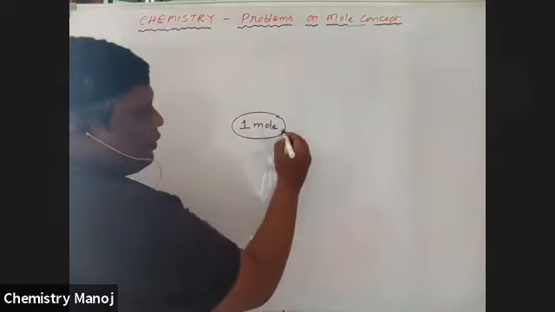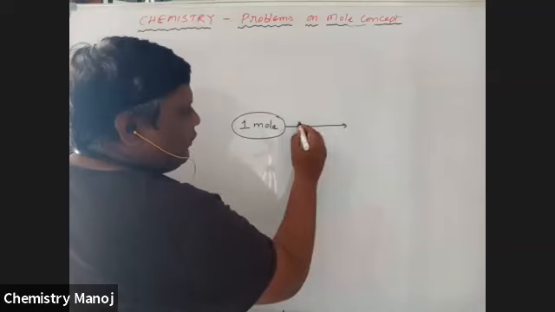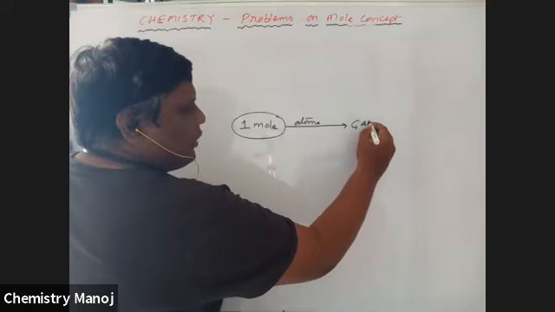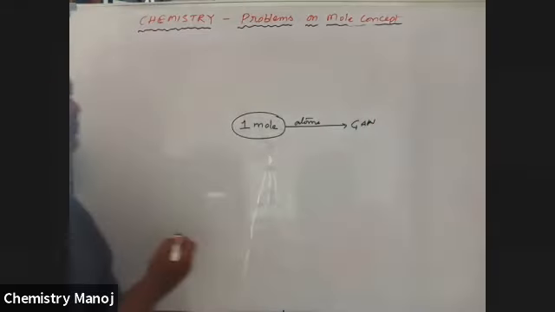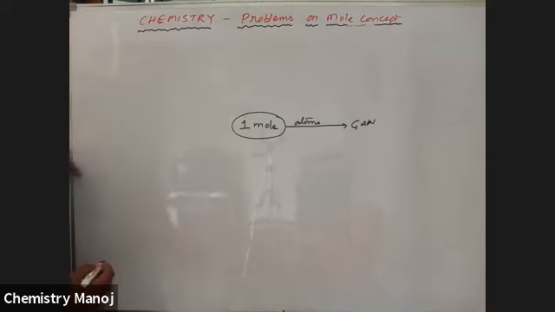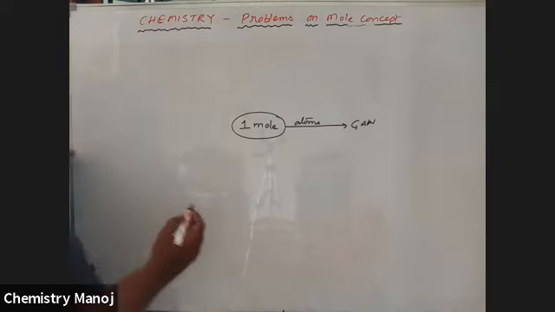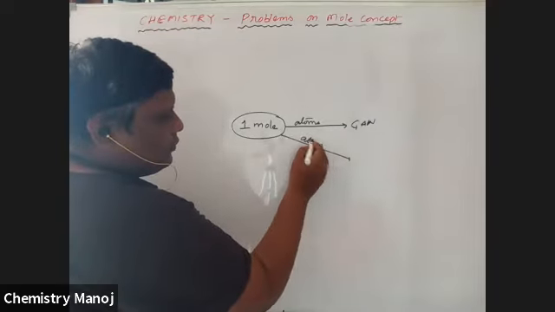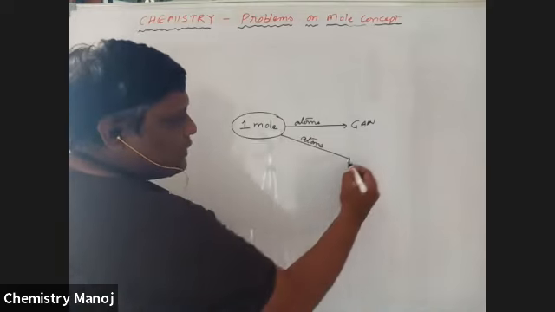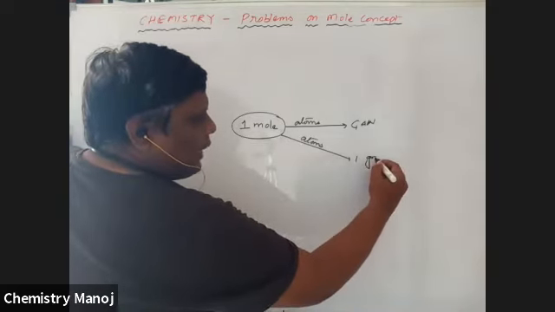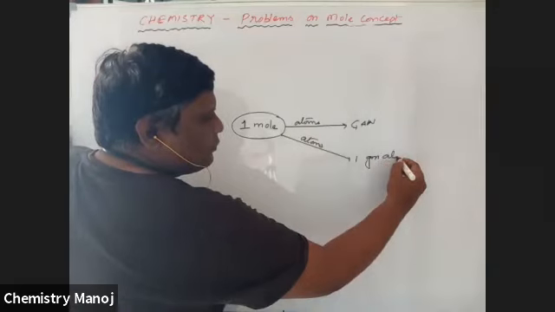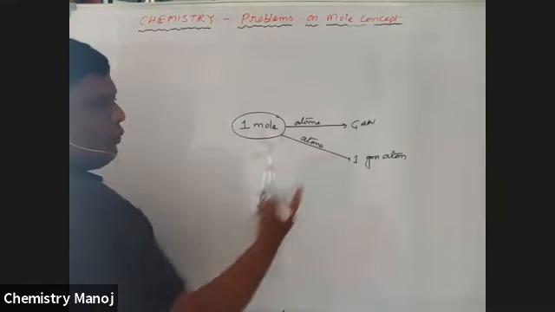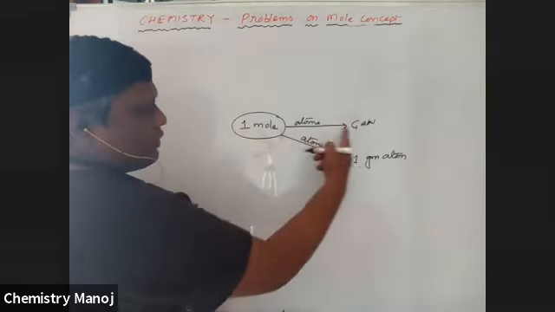That is 1 mole. If atoms are considered, it is equal to gram atomic weight. If atoms are only considered, this 1 mole is equal to 1 gram atom. 1 gram atom is equal to 1 mole. 1 mole is equal to gram atomic weight.